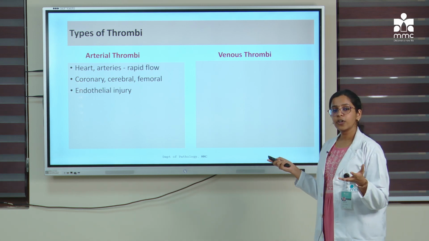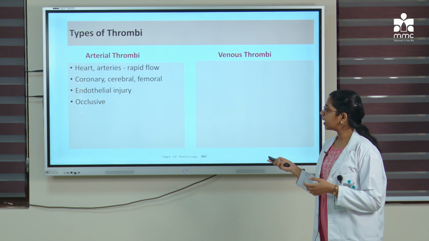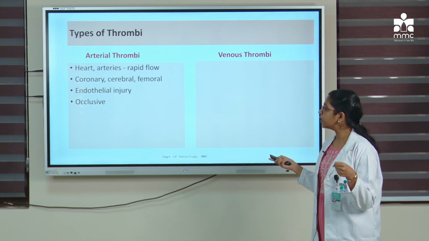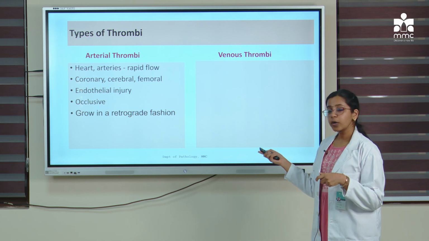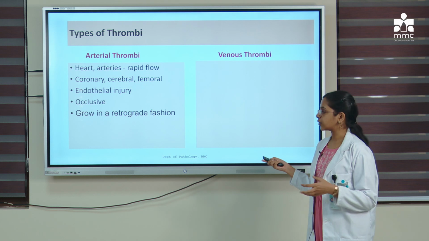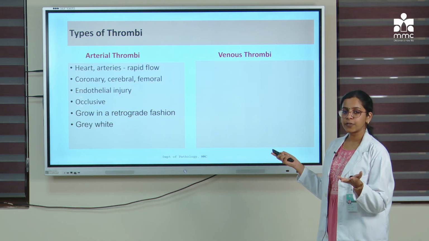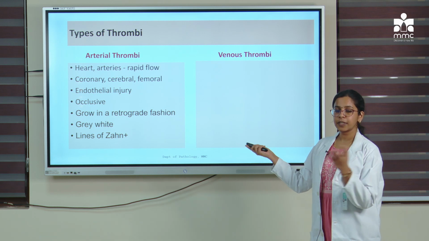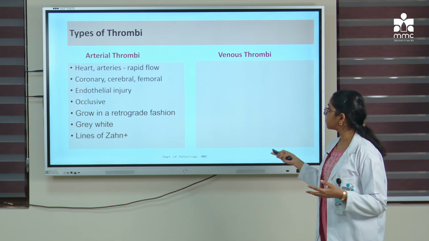And the main etiology will be the endothelial injury itself, and it is going to result in occlusion, or an occlusive type of damage. An important thing to note is that it is going to grow in a retrograde fashion. And in appearance, grossly, it is going to look grey-white in color, and very importantly, like the previous slide, you are going to find lines of sand.